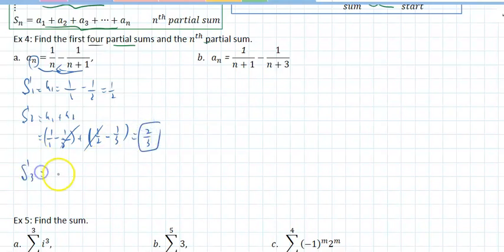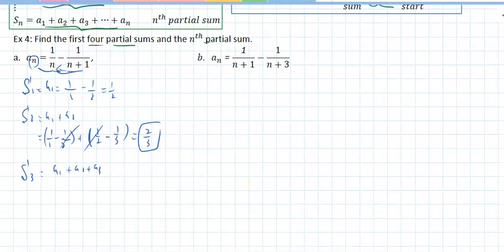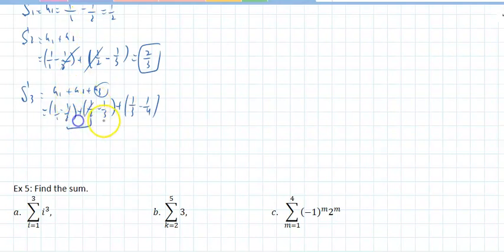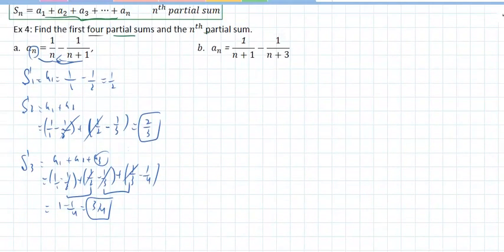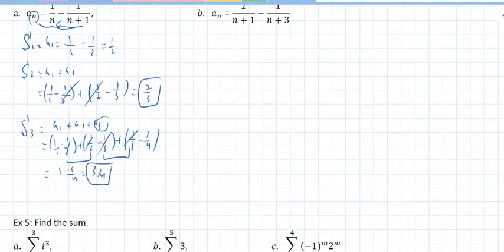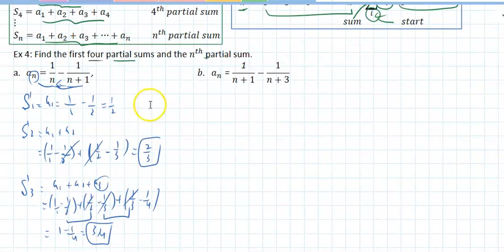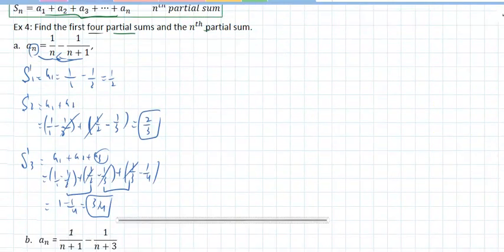S sub 3 is a sub 1 plus a sub 2 plus a sub 3. That is 1 over 1 minus 1 half, plus 1 half minus 1/3, plus a sub 3, 1 over 3 minus 1 over 4. Do you notice those two cancel out and those two cancel out, and I'm left with 1 minus 1/4, which is 3/4. They want us to find the first 4 partial sums and the nth partial sum. Okay, I'm going to rearrange this really quick.